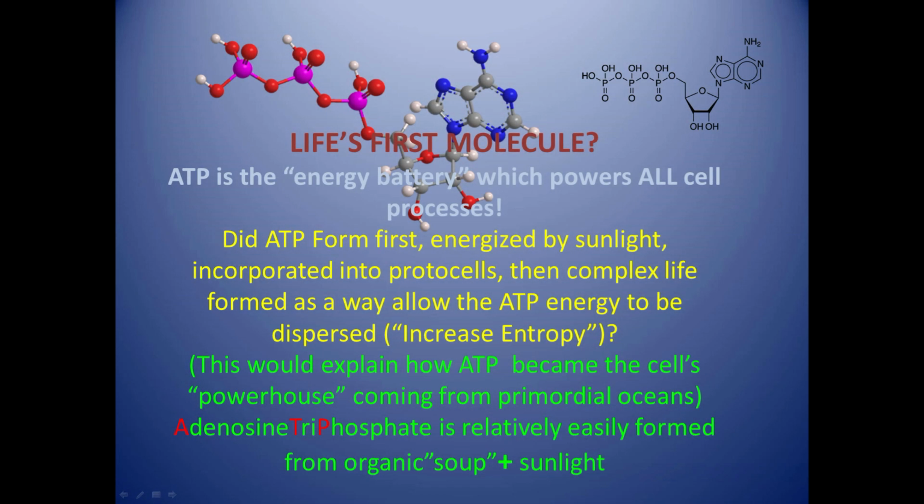So this is ATP, the energy battery which powers all cell processes. It is theorized that ATP may have formed first, energized by sunlight, and then incorporated into protocells, and then complex life formed as a way to allow the ATP energy to be dispersed, that is, increase in entropy. And this would explain how ATP became the cell's powerhouse coming from primordial oceans. It is relatively easily formed from organic soup plus sunlight.